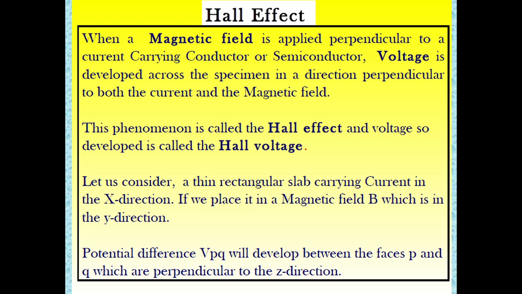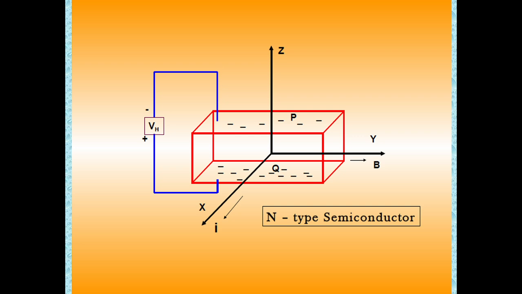With the current in the x direction, if we place a magnetic field B, a potential difference is developed in the perpendicular direction. This is for the n-type semiconductor, and it is clearly explained here: current in the x direction, magnetic field in the y direction, and Hall voltage in the z direction.